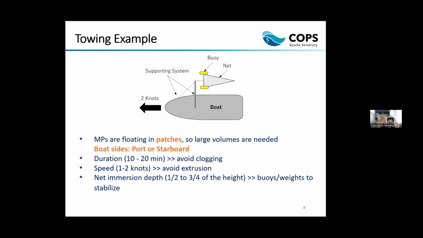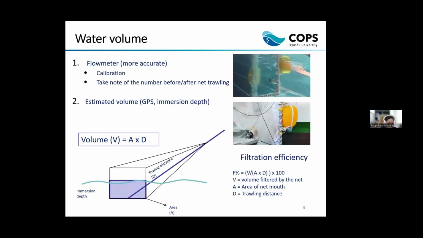And the net immersion depth will be like half or three-fourths of the height of the square net. Buoy and weight need to stabilize the net as well. As you can see from this photo, the yellow one is a buoy. So this buoy can help your net to be stabilized, and then you can continuously collect the microplastic from the surface. All right.